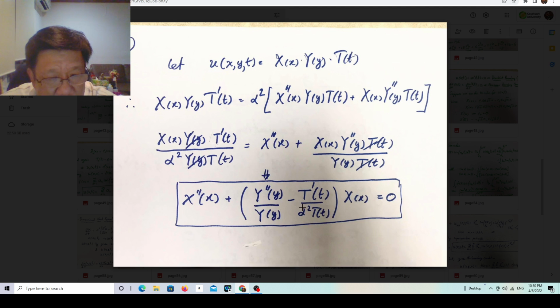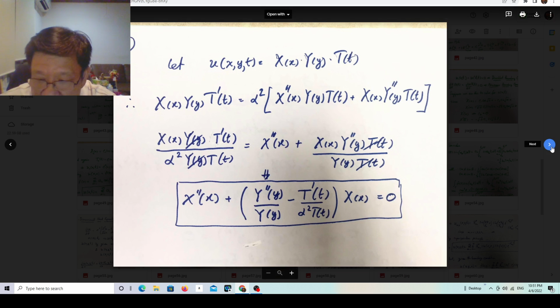The remaining first term here, with the positive sign, is the second order of y divided by the function of y. And then this one, when moved to the same side, becomes a minus sign, the first order of t divided by alpha square times t, and they have to be equal to 0. So this is the form after we rearrange the terms, in the second order form.